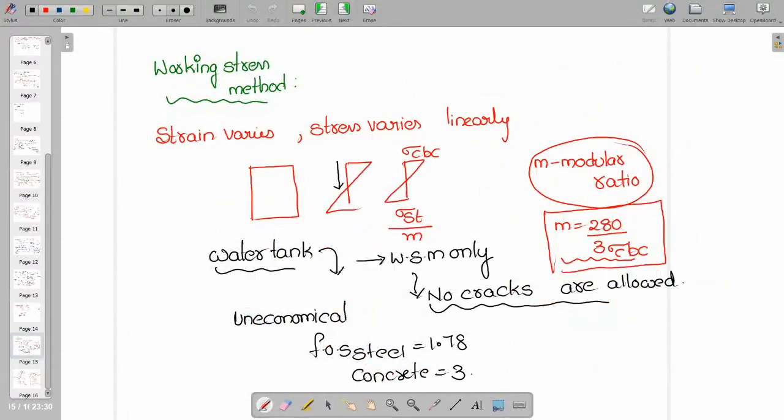Fine, sir. With this, we are done with the working stress. Actually, in working stress, I will teach you mostly the water tank. Water tank design is completely working stress. So I'll discuss in more detail water tanks and retaining walls. Next, please.